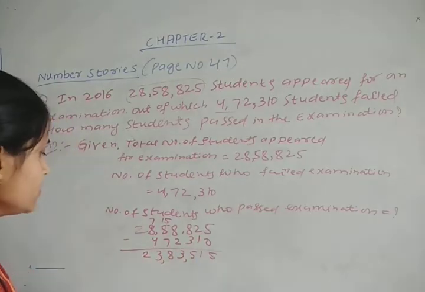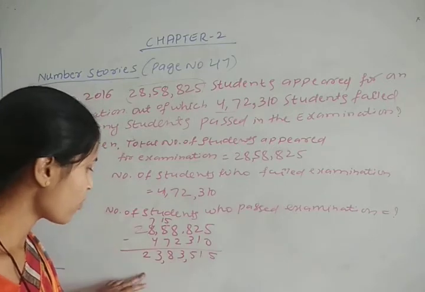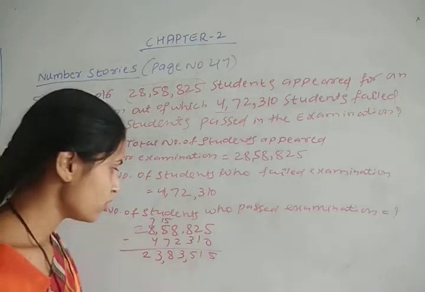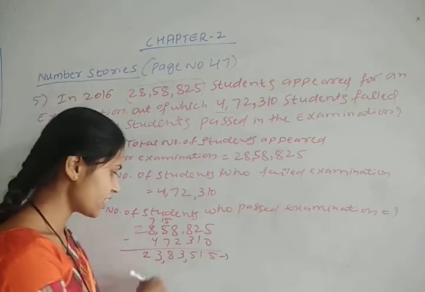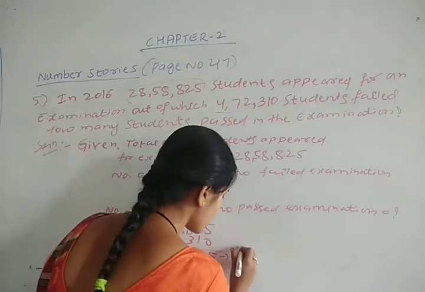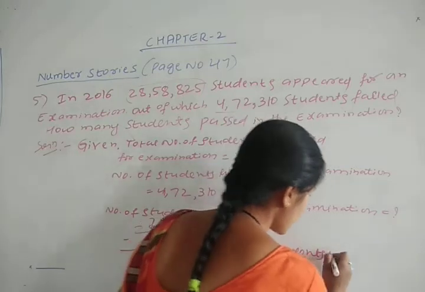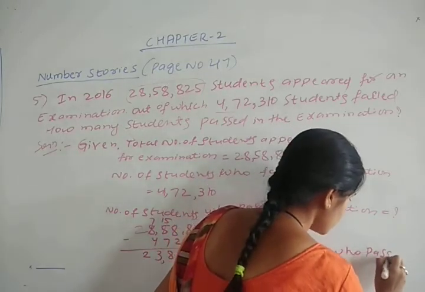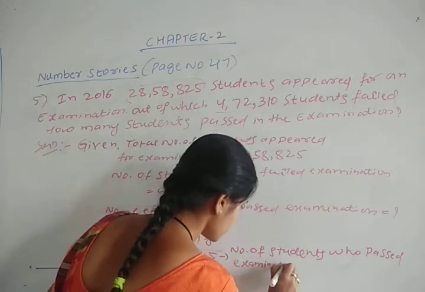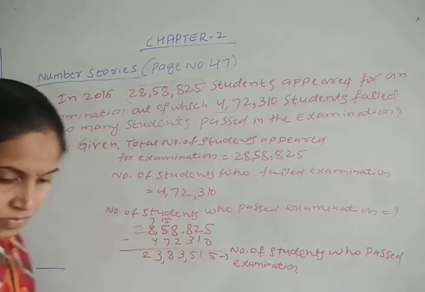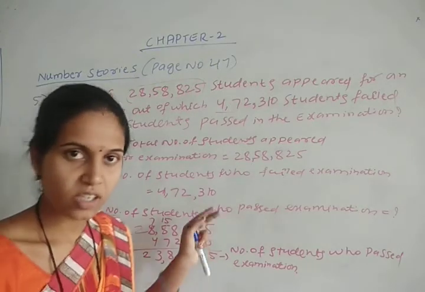Here 23,83,515 is what? It is the number of students who passed the examination. I can write here, 23,83,515 is the number of students who passed the examination. So please write down this problem in your classwork. First write the question, then write the answer.